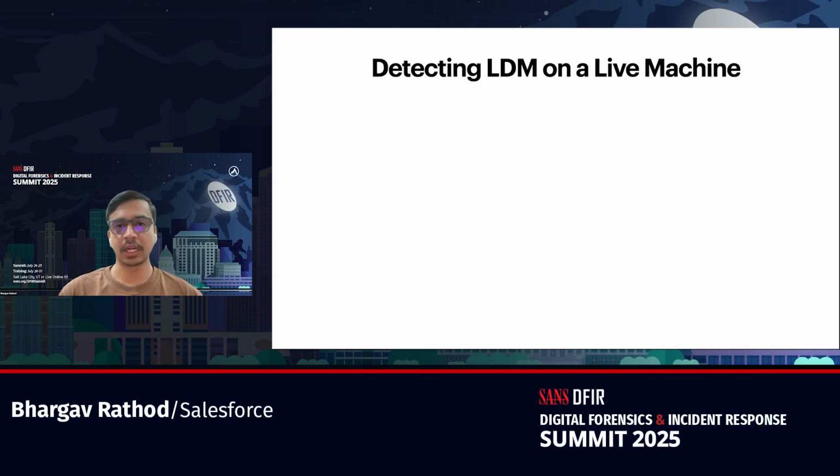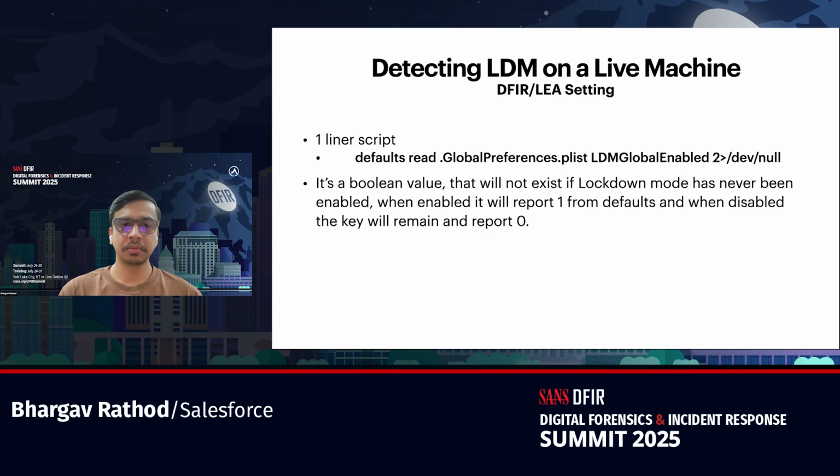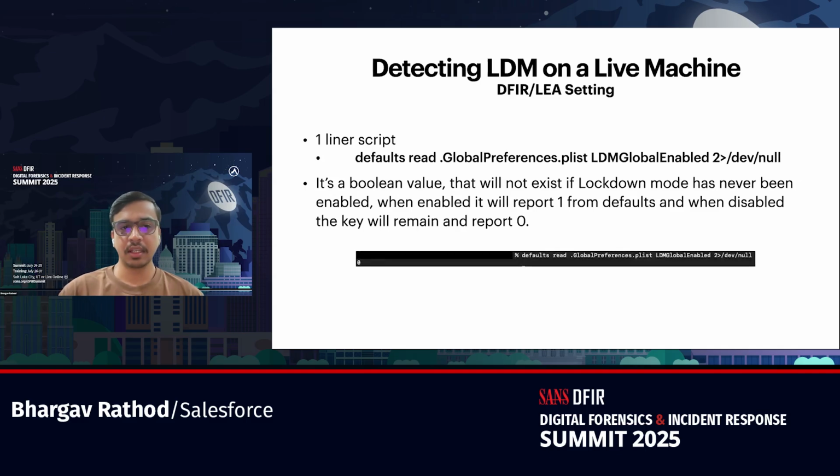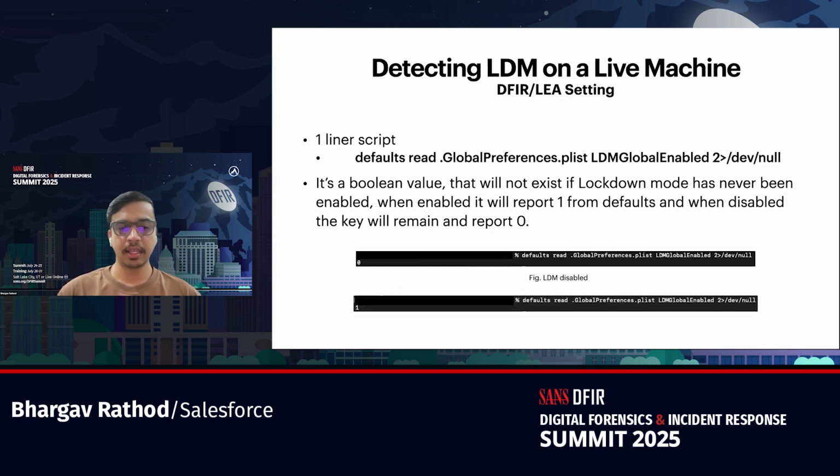So the first is, how do you actually detect it on a live machine? Essentially, you're reading the global preferences.plist, and there is a specific key called LDMGlobalEnabled. The script is reading the content of that key. If lockdown mode is disabled, you'll see a Boolean value of 0. And if it's enabled, you will see a Boolean value of 1.